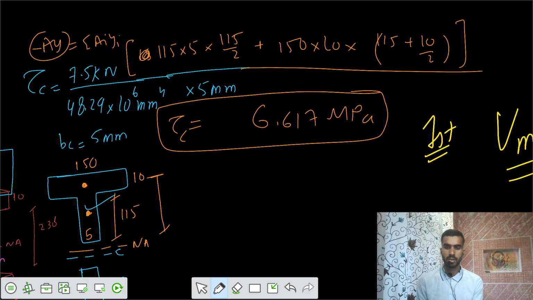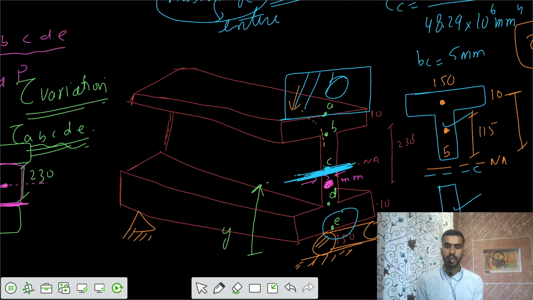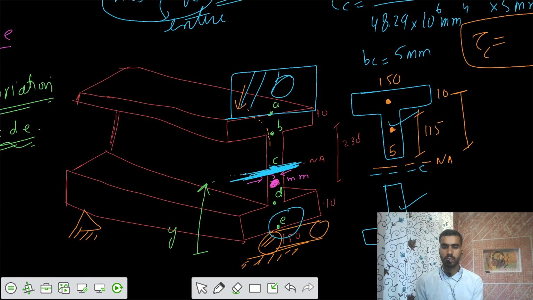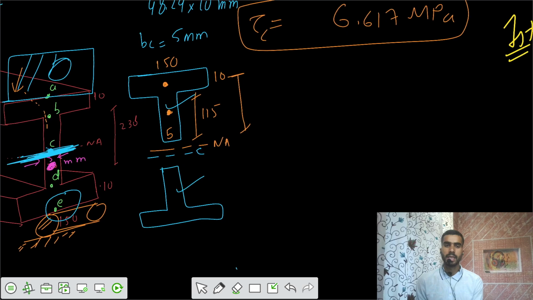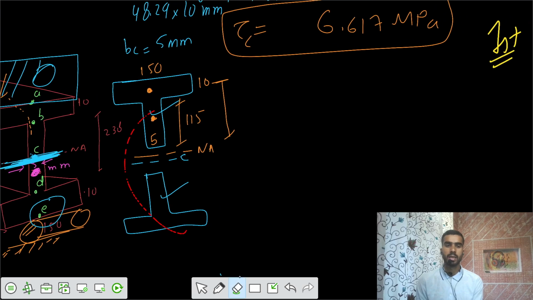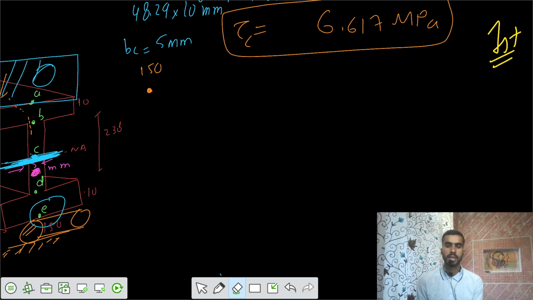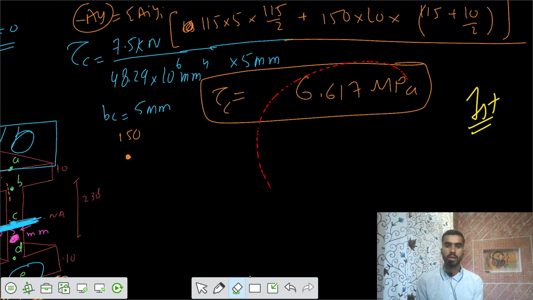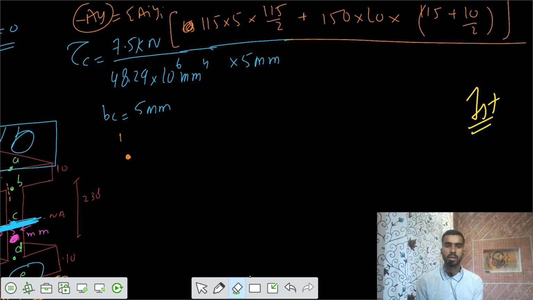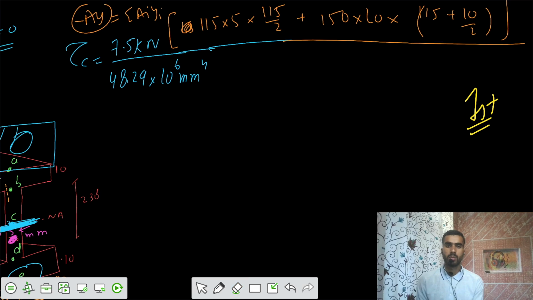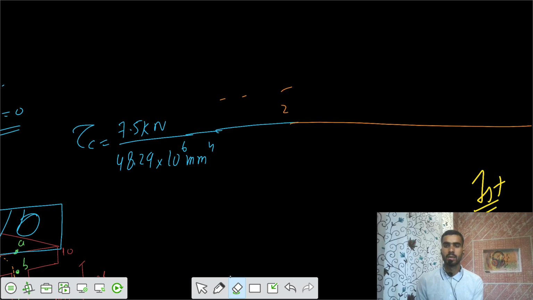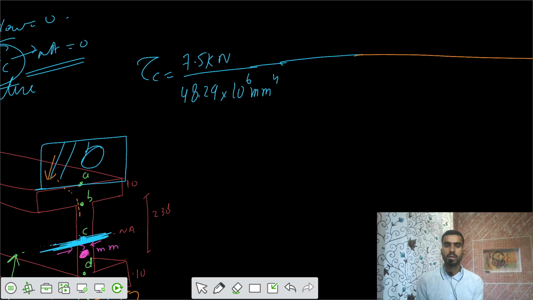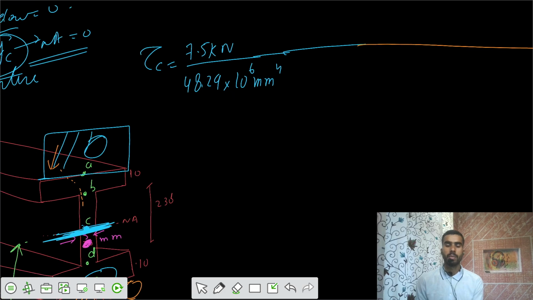6.617 megapascal. Now, if I want to take the point B and D, let's calculate for the point B and D. So this part is constant. That V by I N A is constant.